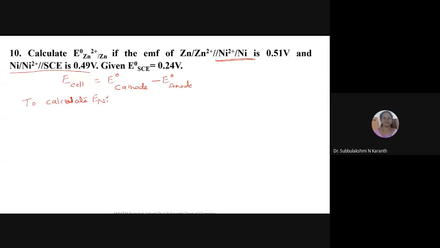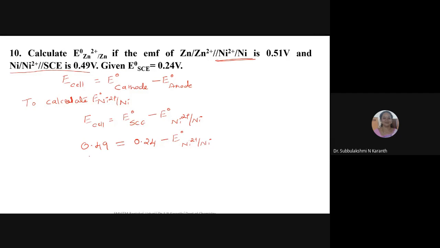Okay, the first step is to calculate the standard electrode potential, E naught Ni2 plus bar Ni. How to calculate this? You know the equation, cathode minus anode, so we can write E cell equal to E naught cathode minus E naught anode. In this cell the cathode is the standard calomel electrode, minus E naught Ni2 plus bar Ni. The standard calomel electrode potential is 0.24, so 0.24 minus E naught Ni2 plus bar Ni equal to E cell, that is 0.49.